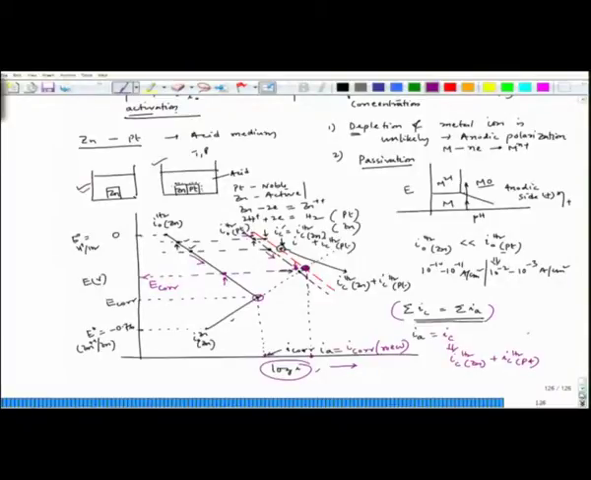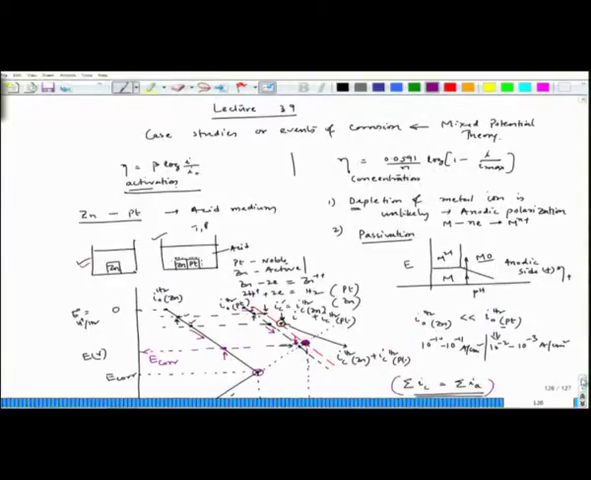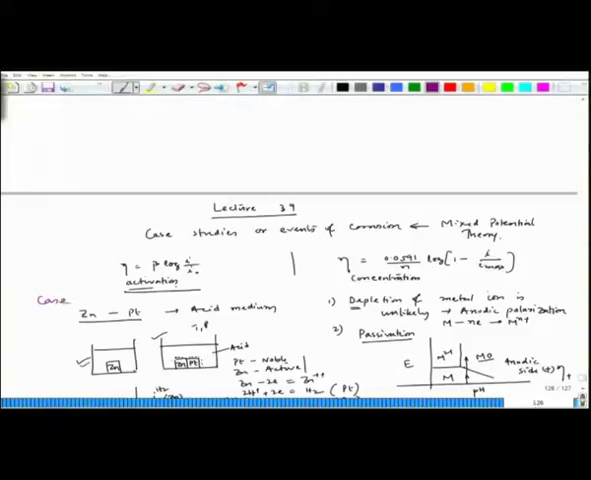Now, let us look at a second case. This is case 1. Case 1 is the effect of galvanic coupling with active plus noble. This is the galvanic coupling we are considering.